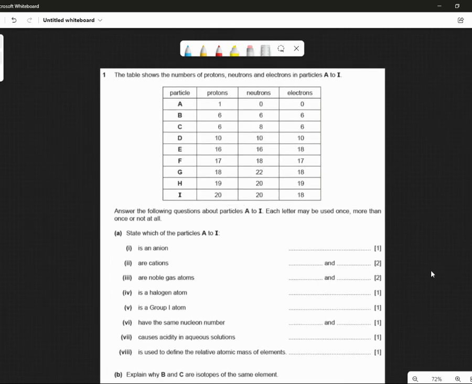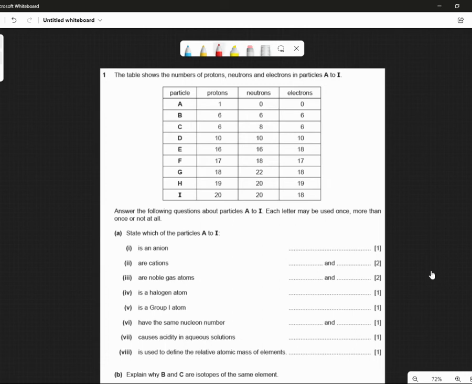Right. Here we go. The table shows numbers of protons, neutrons, electrons. I'm going to try and do a whole paper in like 20, 30 minutes and see if I can do it. Answer the following questions about A to I. Each letter may be used once, more than once, not at all. Which one is an anion?